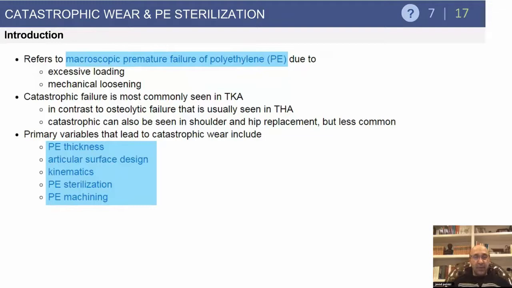Catastrophic wear and polyethylene sterilization. This is macroscopic premature failure of polyethylene with delamination and large particle production. This is due to excessive loading and mechanical loosening. And the most important factors that influence catastrophic wear are the initial thickness of the polyethylene, articular surface design, kinematics, and the way highly cross-linked polyethylene is sterilized and manufactured.